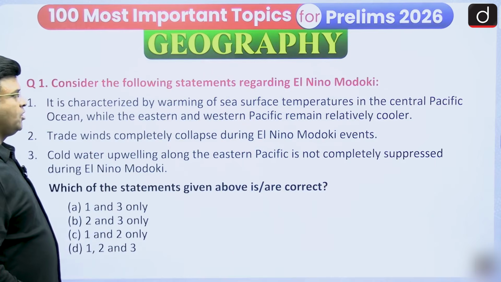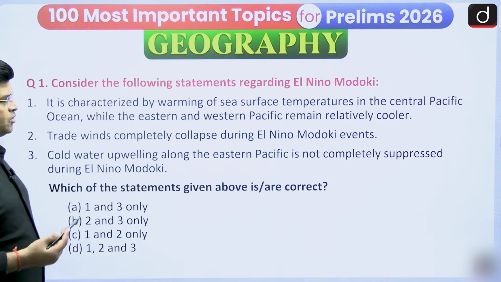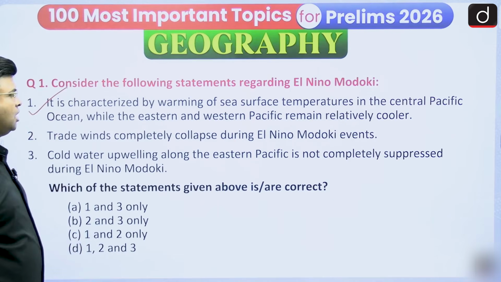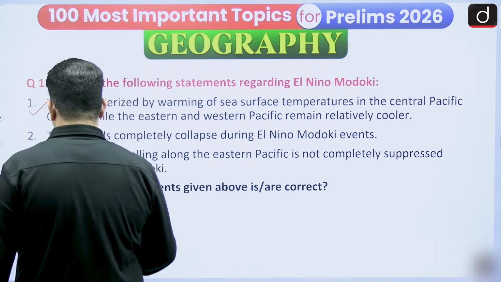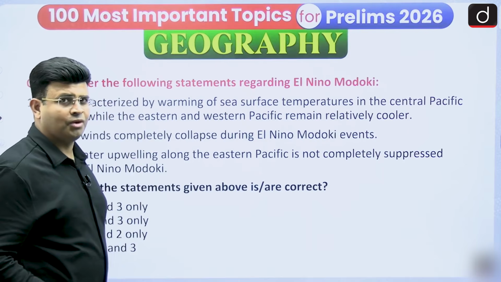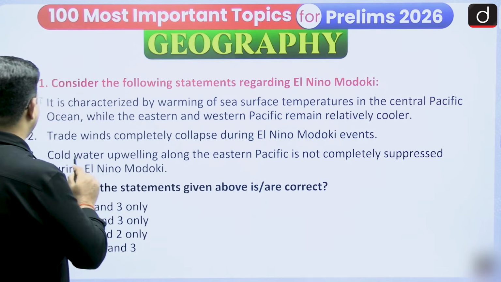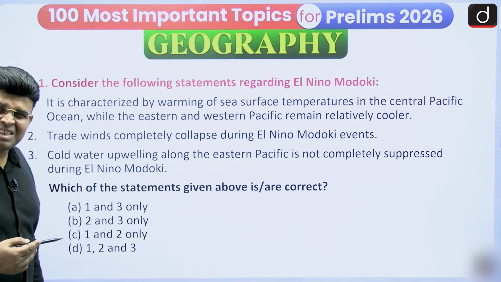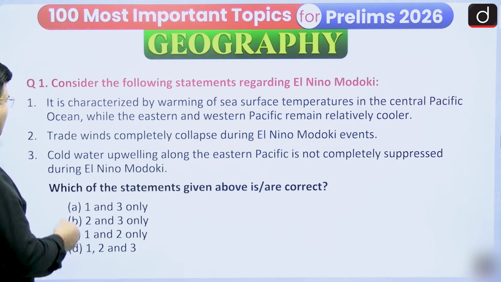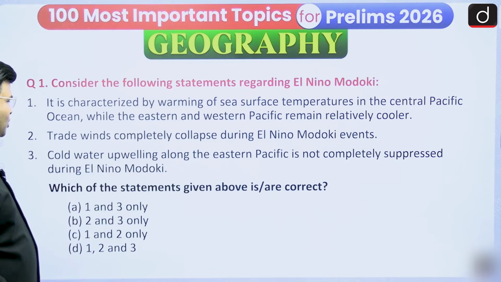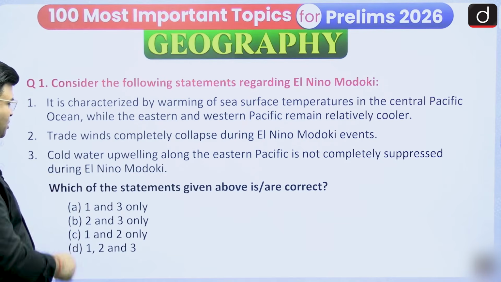So consider the following statements regarding El Nino Modoki. It is characterized by warming of sea surface temperature in the Central Pacific Ocean, while the Eastern and Western Pacific remain relatively cooler. You have to see whether it is right or wrong, and answer this question in the 13th episode. The second statement: trade winds completely collapse during El Nino Modoki events. Completely or weak, you have to answer accordingly. Cold water upwelling along the Eastern Pacific is not completely suppressed during El Nino Modoki. So you have to say which statements are correct.